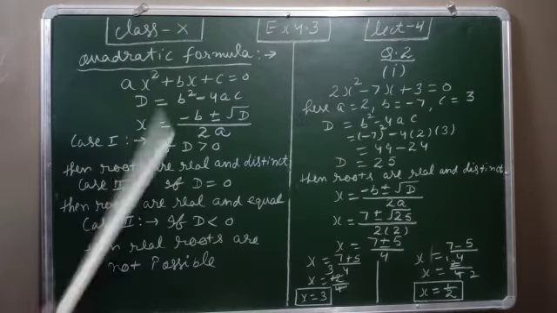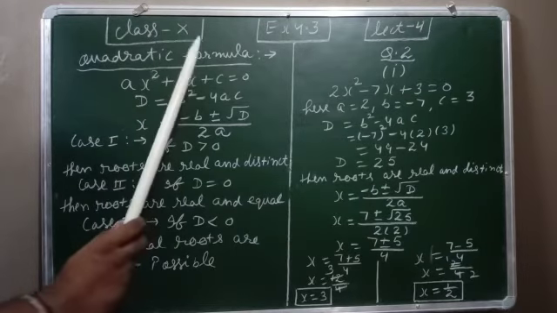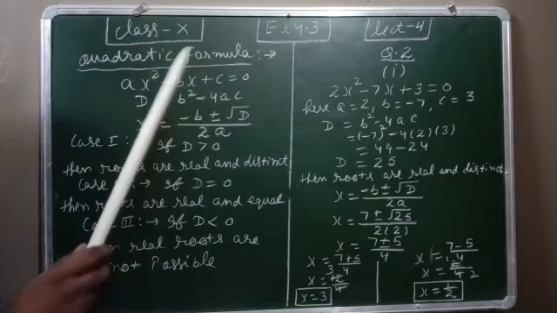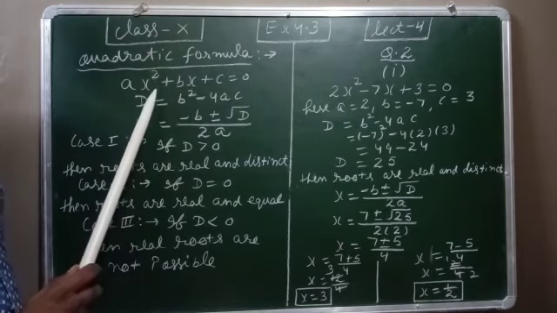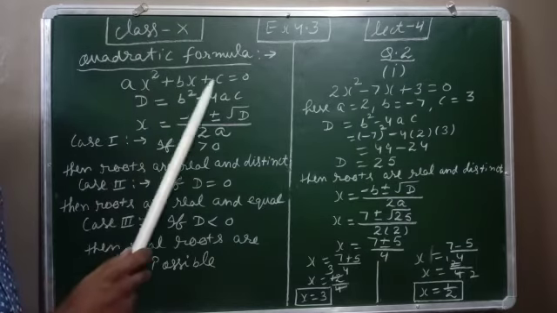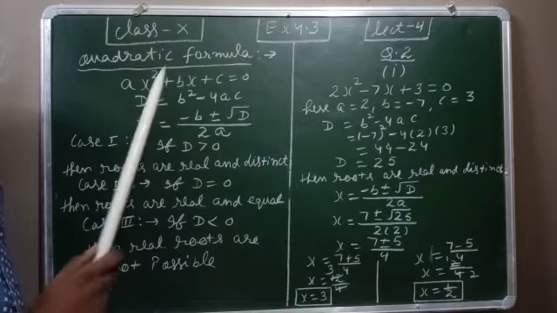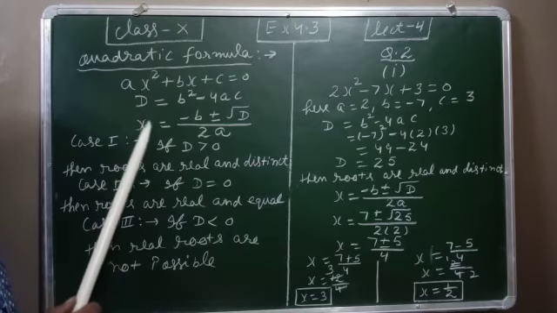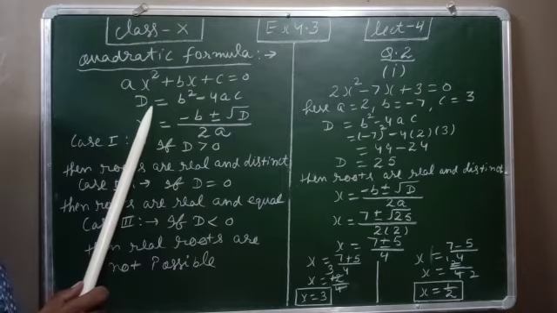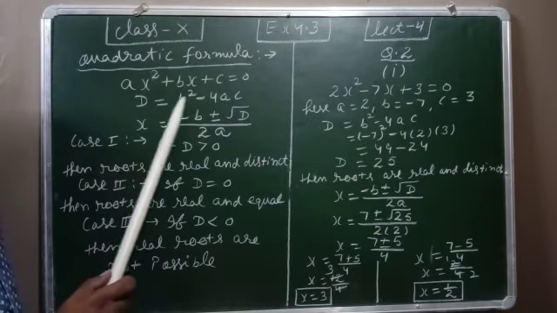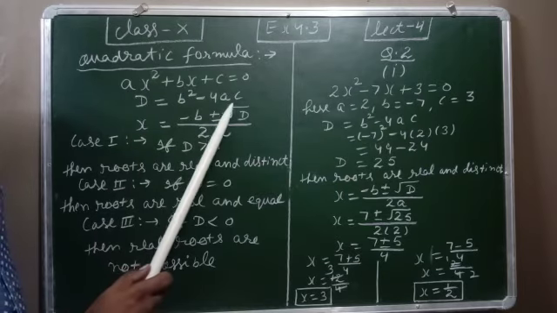Now the third and very important method: the quadratic formula. The name of the chapter is quadratic equation and this method is the quadratic formula. This is the general form of a quadratic equation, ax square plus bx plus c equal to 0. In the quadratic formula we want to find these two values. First is D, capital D. D means discriminant. The formula of the discriminant is b square minus 4ac.